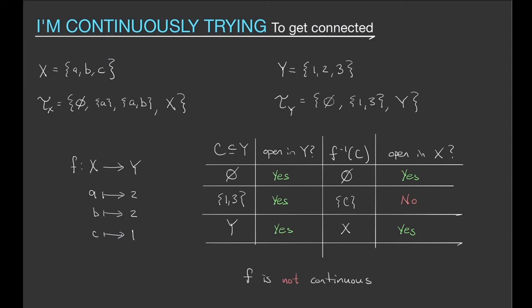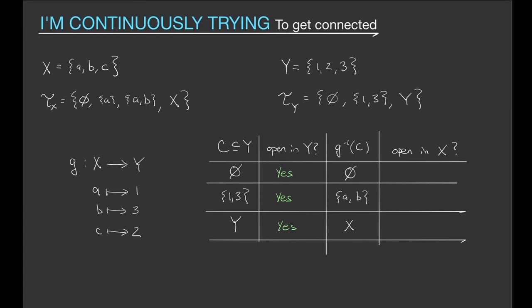Let's look at another example, maybe one where it is continuous. Say we have the same X and the same Y with the same topologies, and we just change to a new map, g going from X to Y, that is defined like so. The same sets in Y are still open as they were before. If we look at the pre-image under g of these sets, the pre-image of the empty set is the empty set. The pre-image of the set containing 1, 3, it's A, B because the things that go to 1, well, just A goes to 1. The things that go to 3, well, just B goes to 3. Nothing else goes to 1 or 3. Since the only things that go to 1 and 3 are A and B, we say we have the pre-image being A and B.